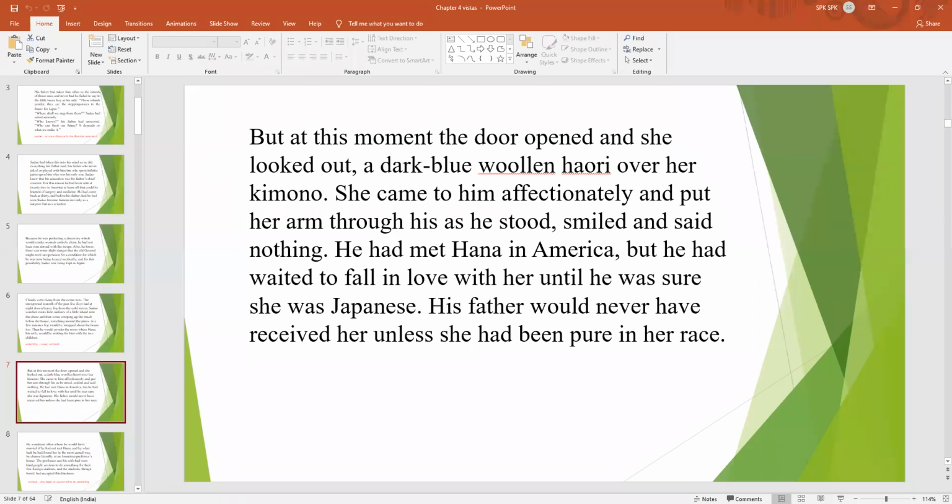Now, where did he meet his wife? They had met in America. Sudhir fell in love with her, but he waited to express his feelings. Why? Because he wanted to know whether this girl, Hannah, was Japanese or not. And why he wanted to know, there's a reason: his father would never receive her unless she was pure in her race. Because he knew that his father would marry him to a Japanese girl only. So he ensured this before falling in love with Hannah. Before expressing his feelings to Hannah, he ensured that she is Japanese.